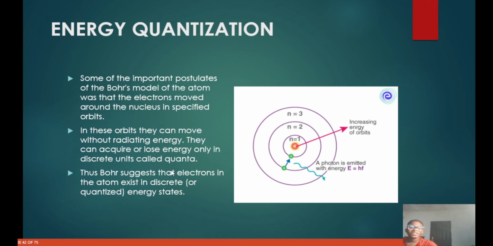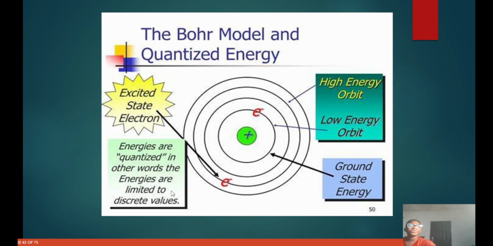Bohr suggested that electrons in an atom exist in distinct quantized energy states. Quantized energy. I explained this: the electron can move from the ground state to this point, and if it goes back to the ground state, what will it release? It's going to release a photon. So that is Bohr's model and quantized energy.